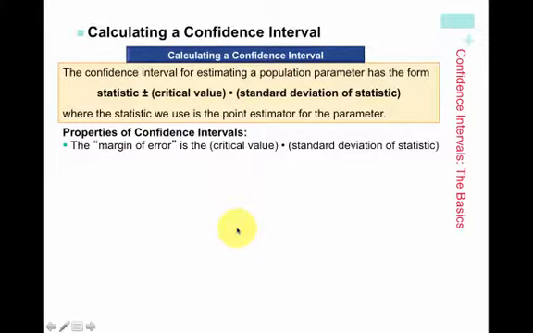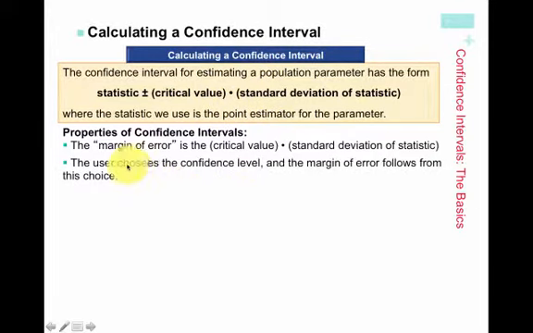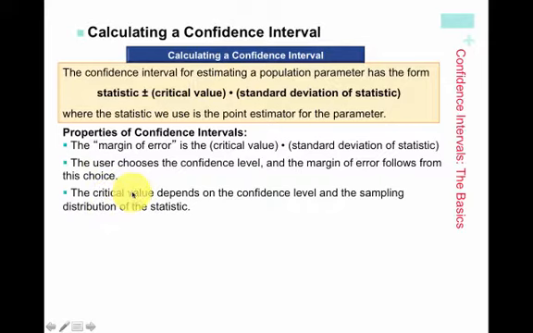Some properties. First, margin of error. That term is found by taking the critical value, the number of standard deviations, times the standard deviation of the statistic. That's the plus or minus part. The user, you, choose the confidence level, and the margin of error will follow from that choice, because the critical value depends on that confidence level. If we want 95%, we're dealing with 2 standard deviations. 2 is our critical value. We could pick other percentages, and that will change our critical value. But our critical value will depend on the confidence level and the sampling distribution of the statistic.